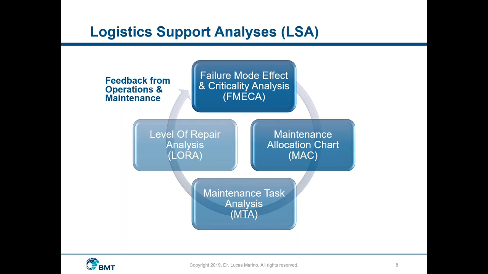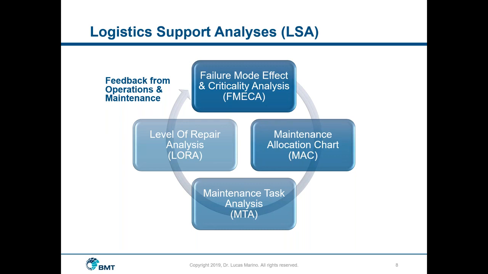The maintenance allocation chart is something that is more heavily done in some branches of the service than others. The Army is very, very much focused on maintenance allocation charts. That basically assigns or allocates maintenance to a certain responsible party as a result of the FMECA, but before the maintenance task analysis is completed, and a level of repair analysis can alter that decision. So the maintenance allocation chart basically assigns the responsibility of a maintenance task to a certain level and person in the organization.